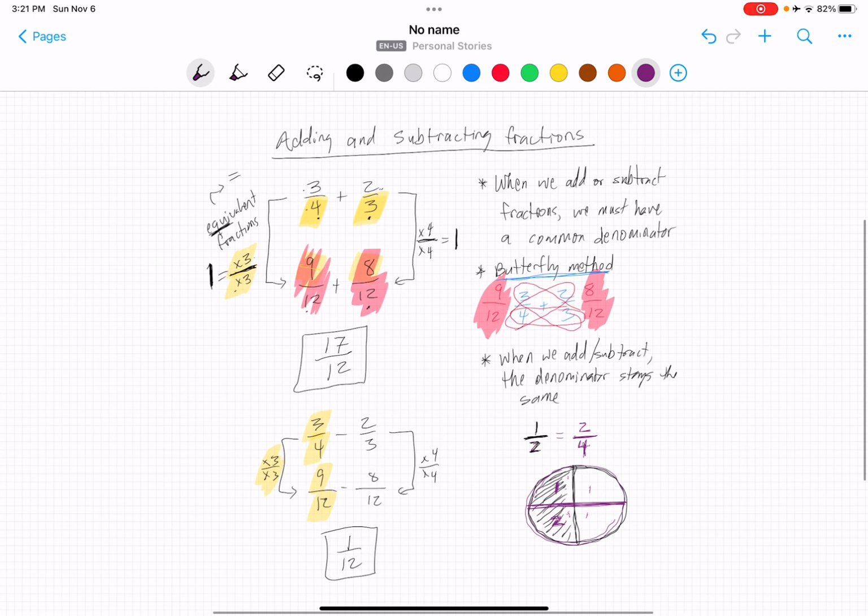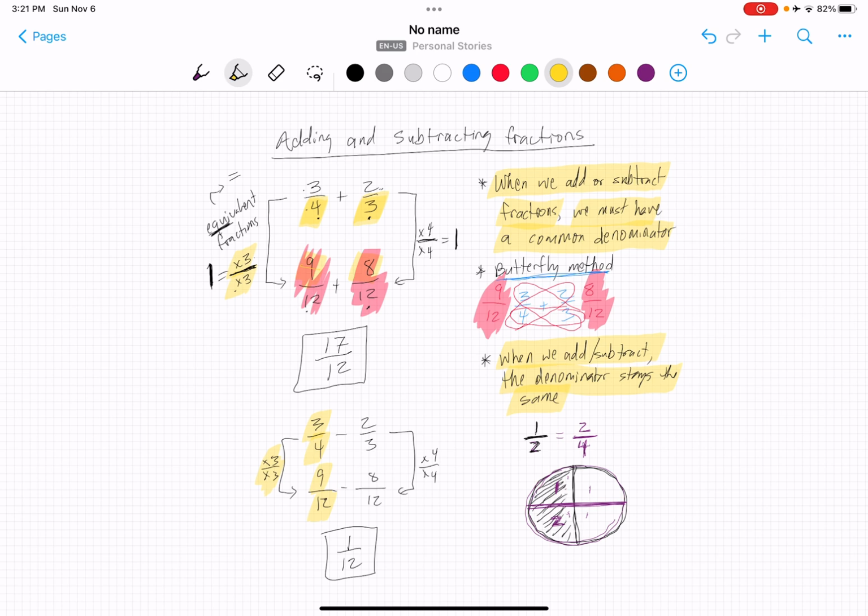To recall this, I just want you to practice and remember the 2 basic rules. That is, when we add or subtract a fraction, we must first have common denominators. If we don't have common denominators, we cannot add or subtract. And the second rule is that once we have common denominators, when we add and subtract, the denominators will stay the same. So only the numerator will change.